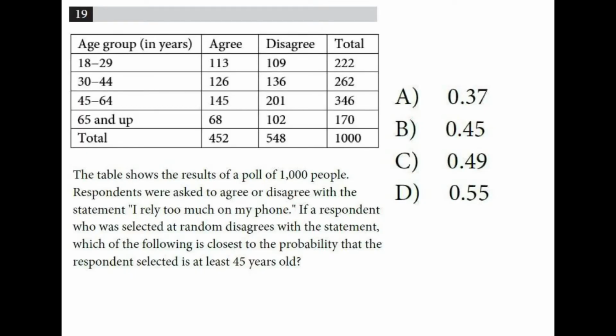If a respondent who is selected at random disagrees with the statement, which of the following is closest to the probability that the respondent selected is at least 45 years old? So out of all those who disagree, out of 548, which is closest to the probability that they were in one of these two ranges? So if you add those together, that's 303. If you divide, you get 0.55.